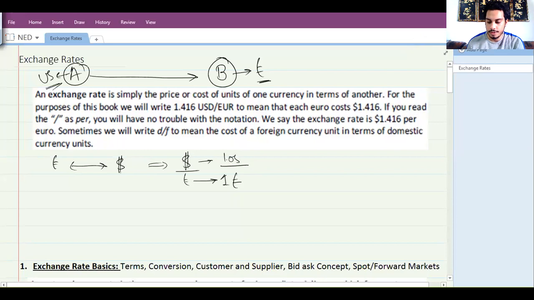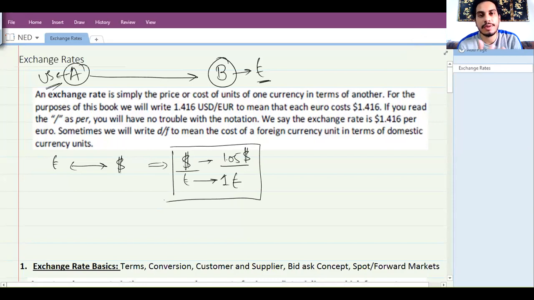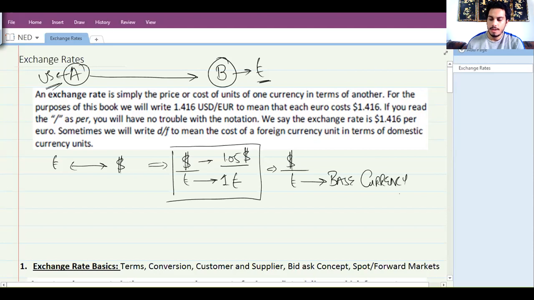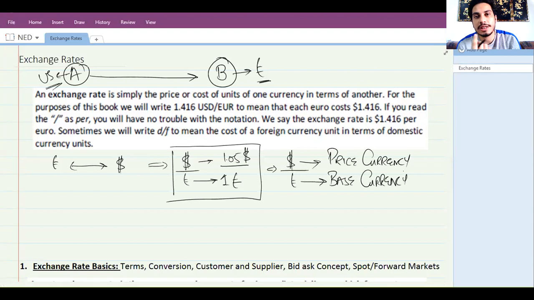Let's suppose I might have to pay $1.05 in order to get 1 euro. So 1 euro's exchange rate would be called $1.05, right? This is an exchange rate, simply expressing one currency in terms of another currency. In an exchange rate code, like this $1 upon euro, we call the euro the base currency. This is our base currency, whereas we call the dollar the price currency. The reason why we call dollars the price currency is that we are pricing euros by dollars. Hence, we have given the status of price currency to dollars and base currency to euros, right?